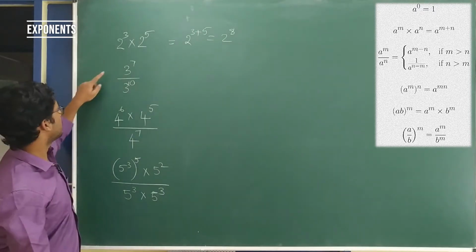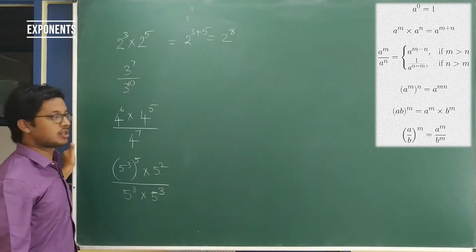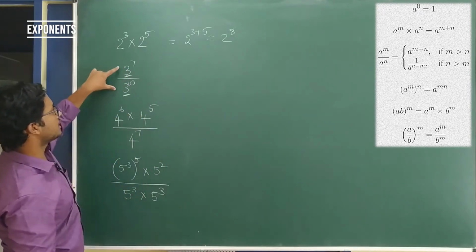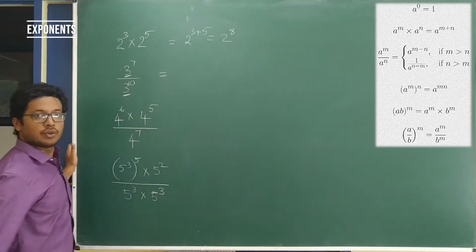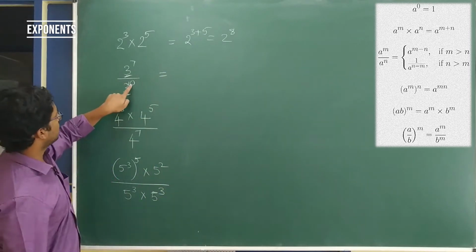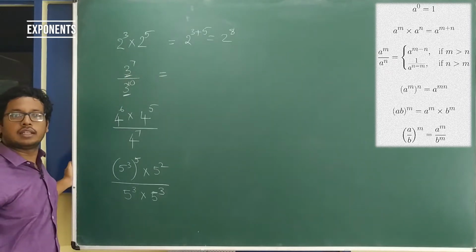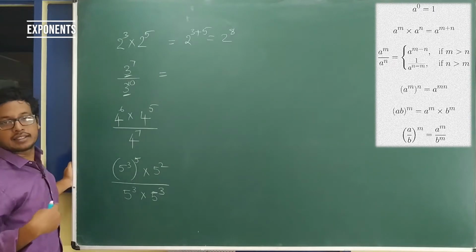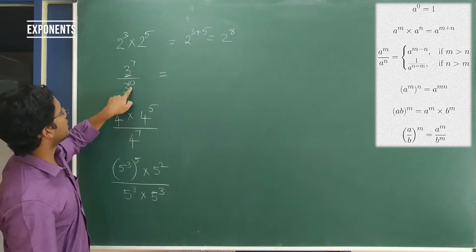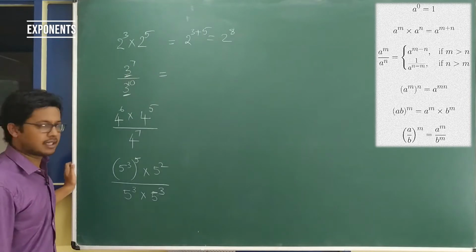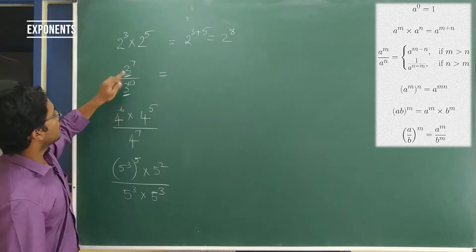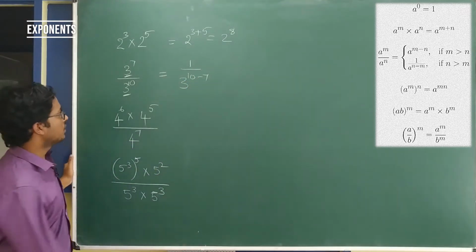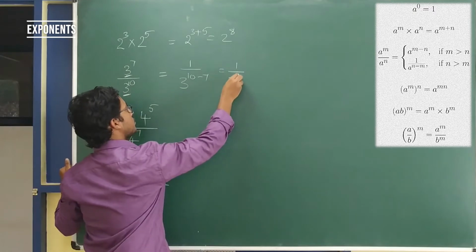So let's see the second example, where it is 3 raised to 7 divided by 3 raised to 10. Here again we have same base but different powers. In this case it is divided. So here we use this rule: a raised to m divided by a raised to n is a raised to m minus n if m is greater than n, and 1 divided by a raised to n minus m if n is greater than m. So whichever is greater, you bring the other power to the greater side, which means we bring 7 down and we'll write it as 1 divided by 3 raised to 10 minus 7. So this will be 1 divided by 3 raised to 3.